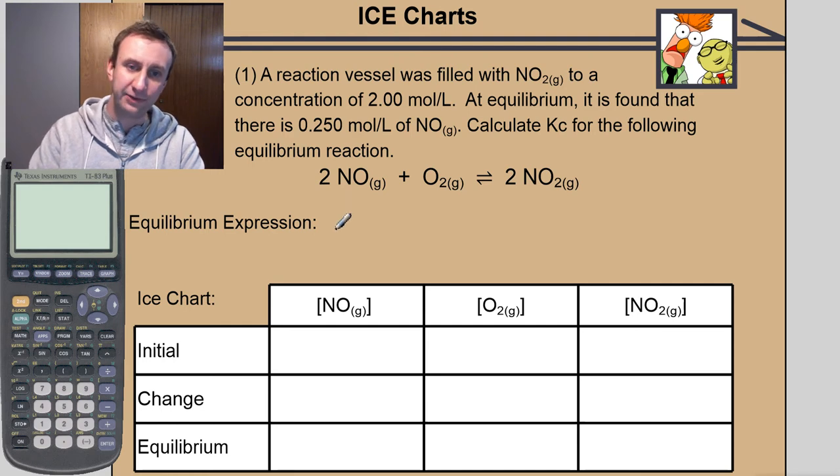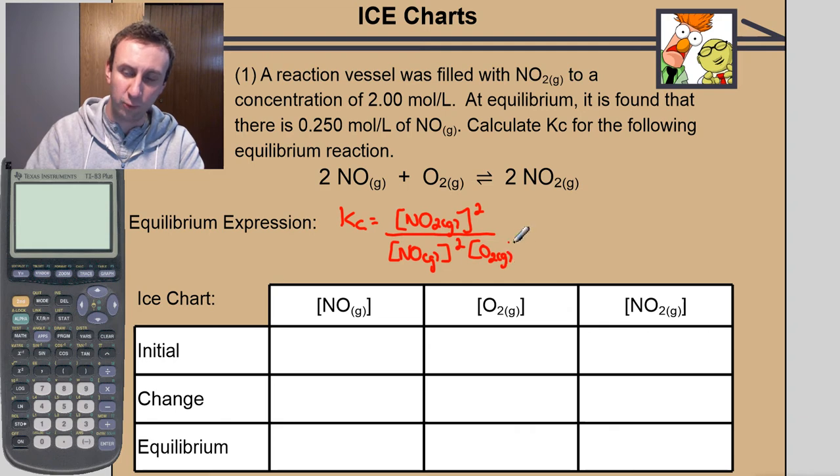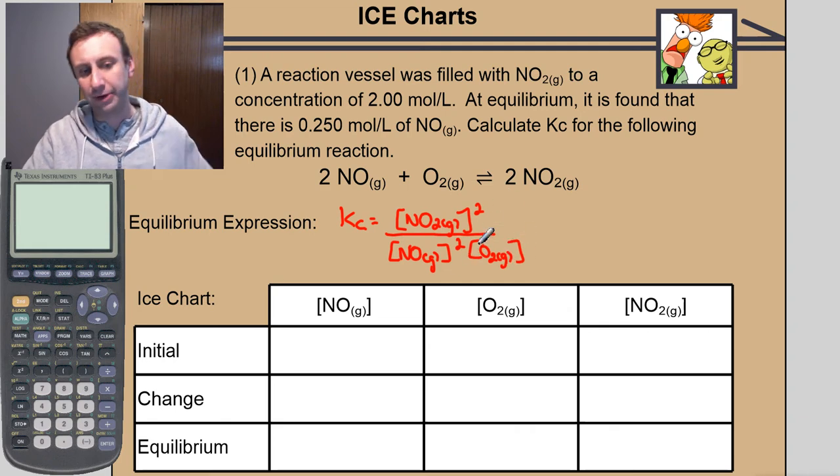So my Kc, that's my first step, is writing out my equilibrium expression. It will be equal to the concentration of NO2 gas, which is squared because I have a coefficient of 2, divided by NO gas, which is squared, and O2 gas, which is to the power of 1. So products over my reactants.